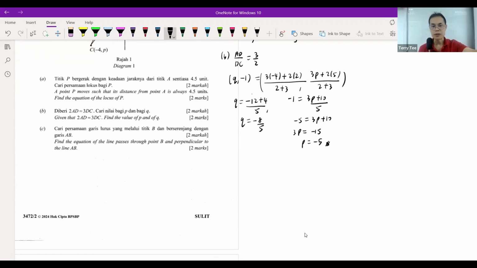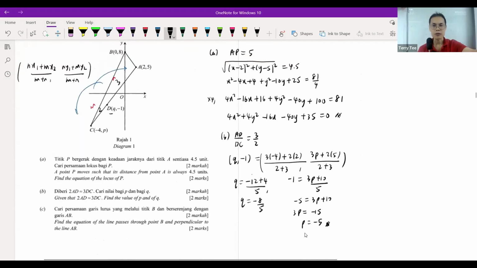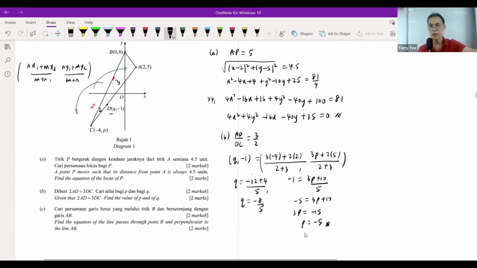Okay, so next, we're going to move on to equation of a straight line that passes through point B perpendicular to AB. Okay, so let's look at this. A straight line that passes through point B perpendicular to AB, it would be, let me see whether I can squeeze in here, part C. It will be this line. Let me show you here. It's 90 degree, passes through here.